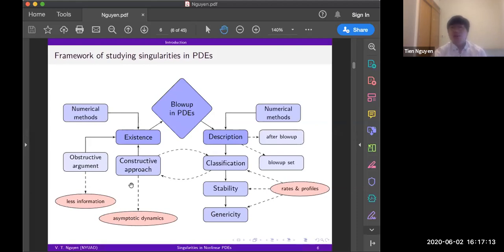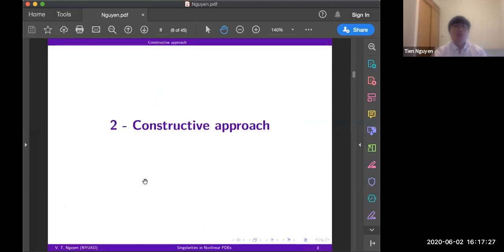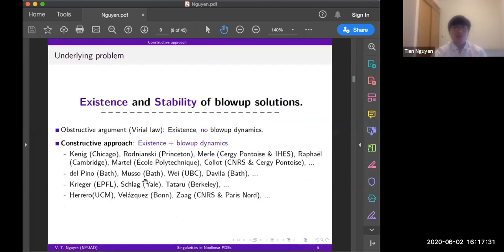And today I will talk about the constructive approach to show the existence of blow-up solutions for three particular models. So let me move on to the second part, the constructive approach.